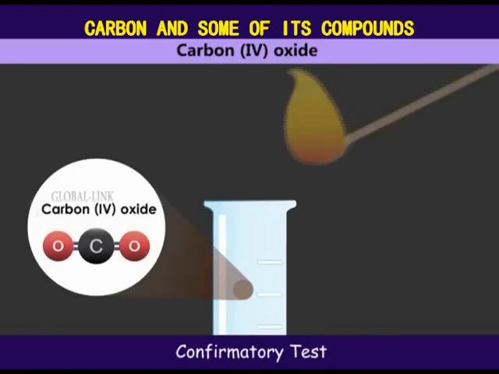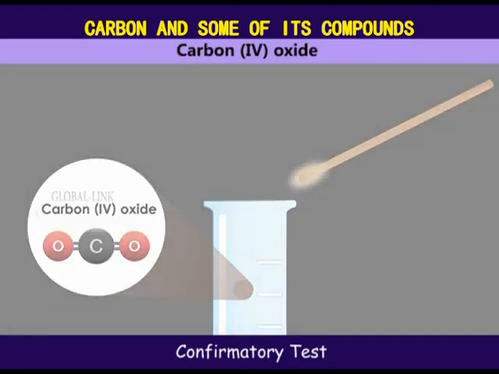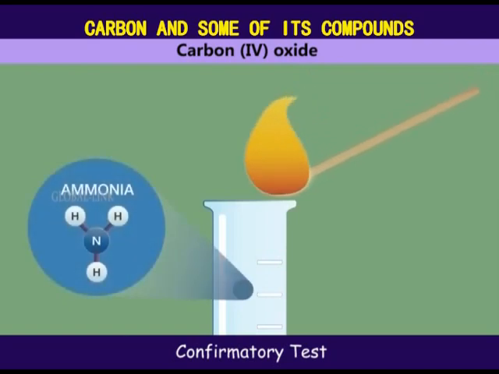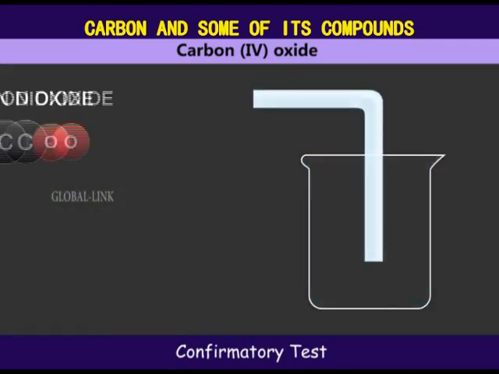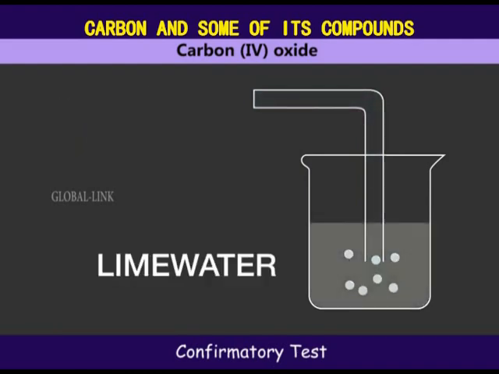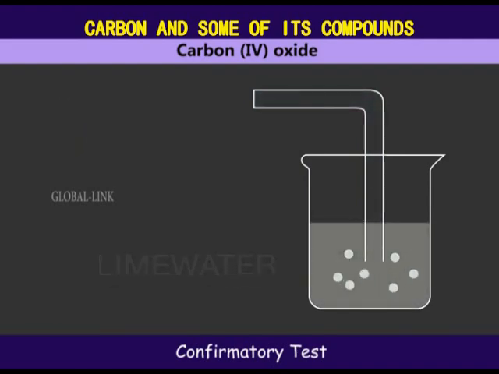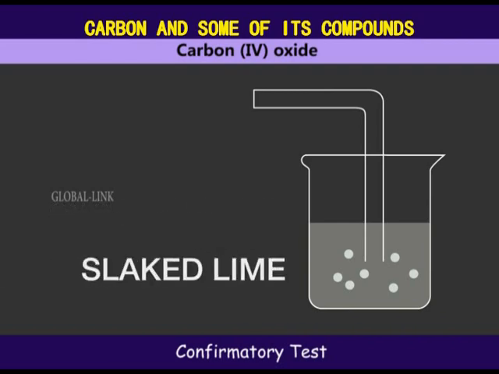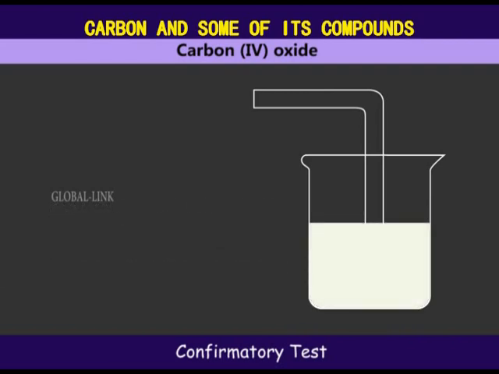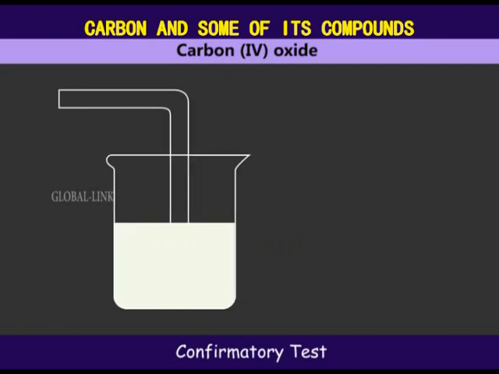Carbon 4 oxide will extinguish a burning splint, but the same will happen with ammonia. A more accurate test is to bubble carbon 4 oxide through lime water, which is an aqueous solution of calcium hydroxide, also called slaked lime. A white precipitate is formed due to the formation of insoluble calcium carbonate.